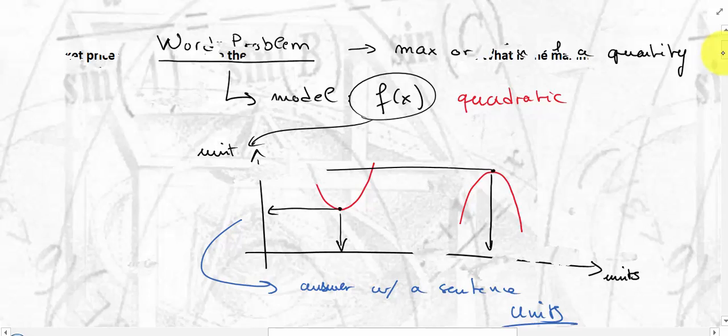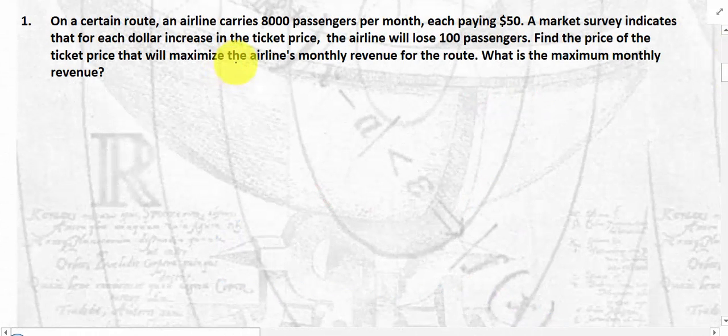Okay, let's start with the first one. Example 1. On a certain route, an airline carries 8,000 passengers per month, each paying $50. I'm circling the numbers. I'm guessing they're going to play a role in my problem. A market survey indicates that for each dollar increase in the ticket price, the airline will lose 100 passengers. Find the price of the ticket that will maximize the airline's monthly revenue for the route. What is the maximum revenue?